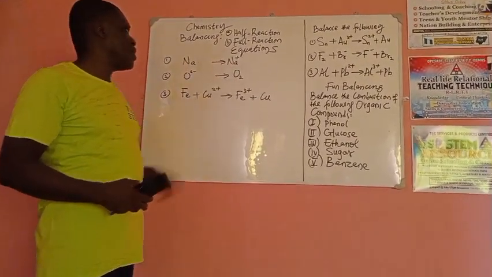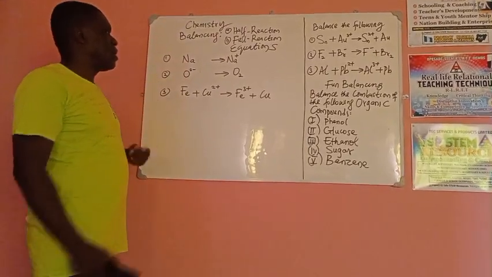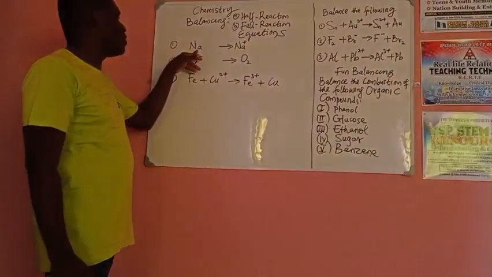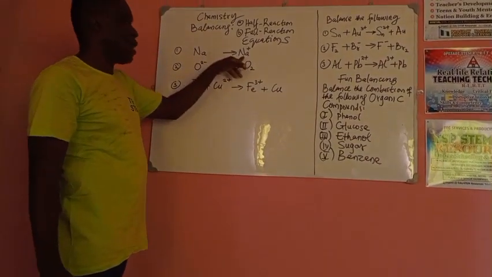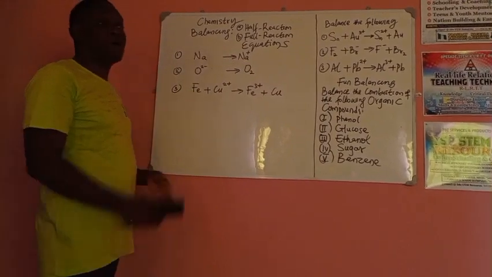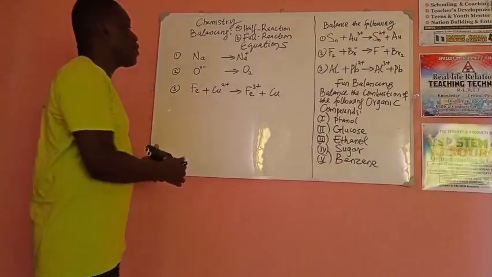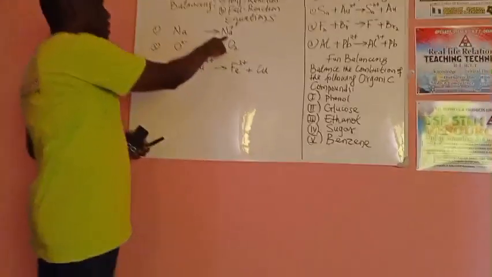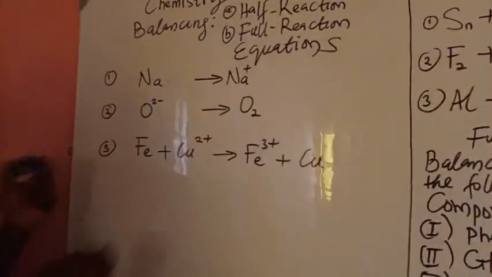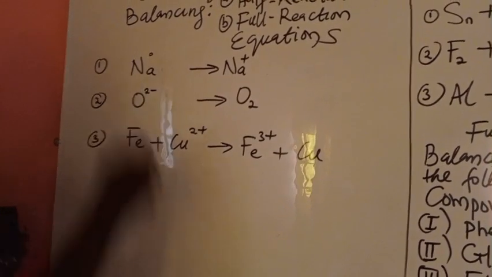So if you look at the reactant side and the product side, how many atoms of sodium do we have here? 1. We have 1. So what we just have to balance here is the charges. So if you look at this side, it's having plus 1. Here is 0. No charges here. Let me just put it there, 0.